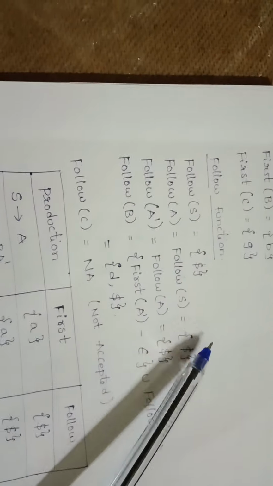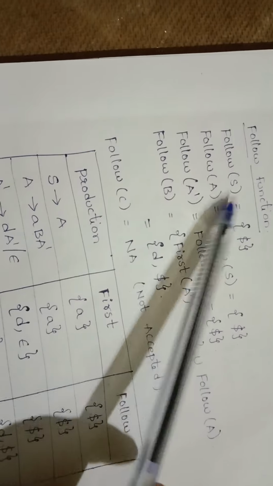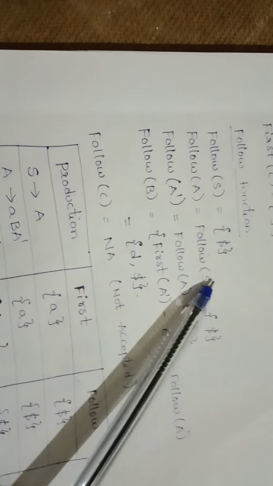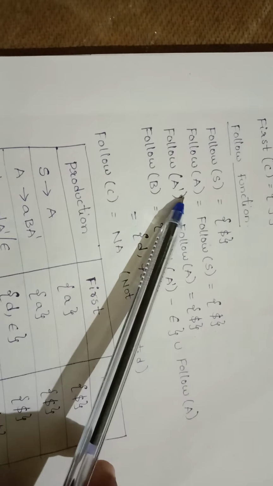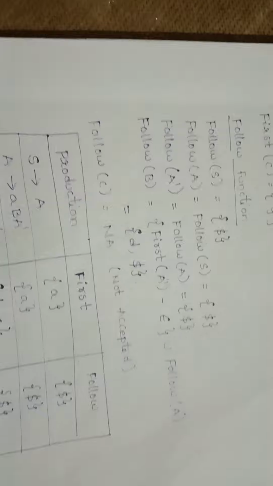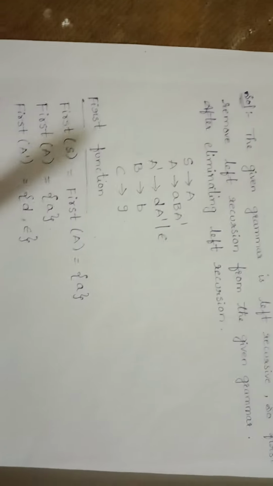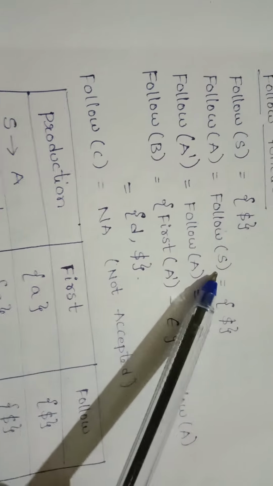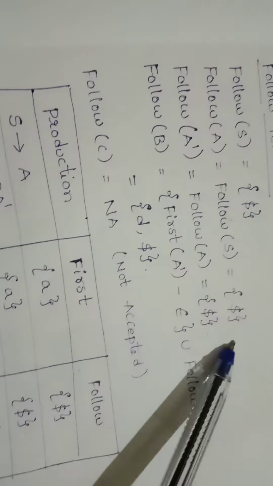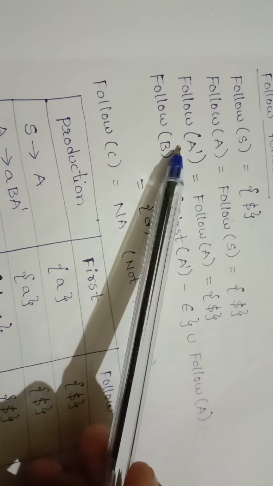Now calculate the Follow function. So Follow of S, for the starting symbol, dollar is the Follow function. For that, Follow of S is equal to dollar. Now Follow of A. Follow of A is equal to Follow of S. So consider here, Follow of A is equal to Follow of S. So again the Follow of S is dollar. So we have written dollar, and then Follow of A dash.